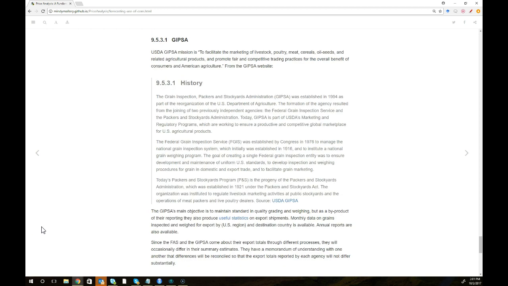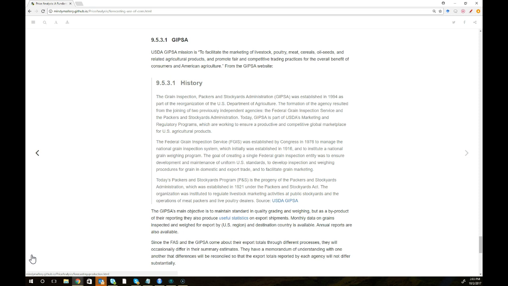The other entity is the Grain Inspection Packers and Stockyards Administration that was created in 1994, and basically they are in charge of inspection at all of our export ports, and they're to make sure that all of the locations are maintaining uniform U.S. standards in terms of weights and measures, and that all of those entities are acting fairly. As a byproduct of that activity, they also produce useful statistics about export shipments, and they make those available monthly.